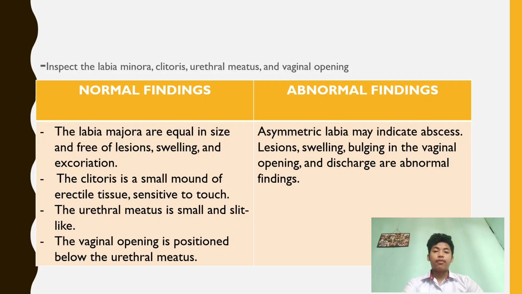For the abnormal findings, asymmetric labia may indicate abscess. Lesions, swelling, bulging in the vaginal opening, and discharge are abnormal findings. Excoriation may result from the client scratching or self-treating perineal irritation.